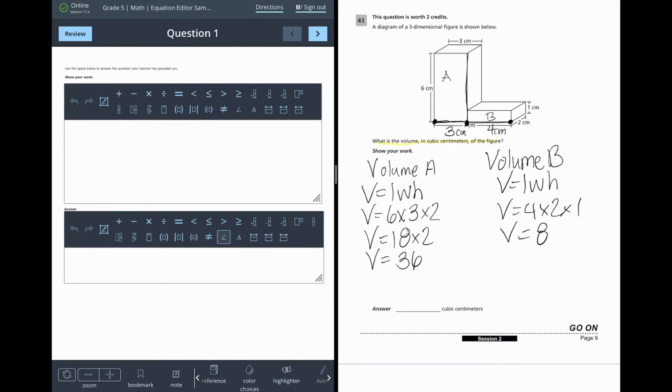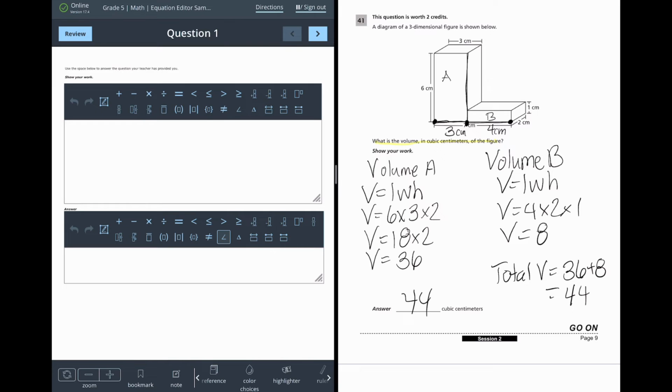And now I'm just going to add them all together. The volume is the total volume. Let's put all that in. 36 plus 8, which is equal to 44 cubic centimeters. All right, so there we have it. I've put it all in there, so we have the entire thing.